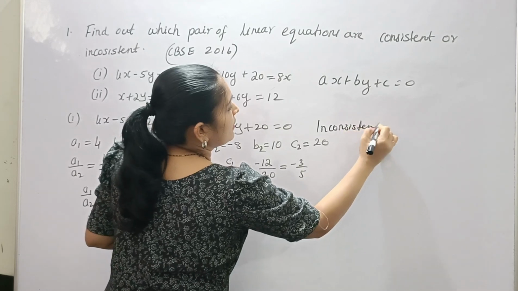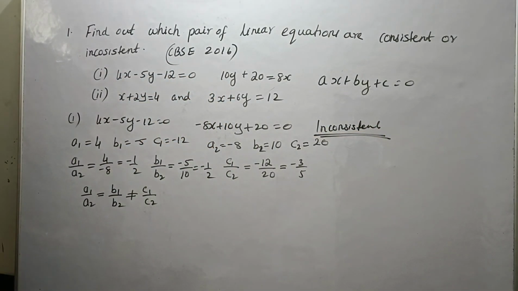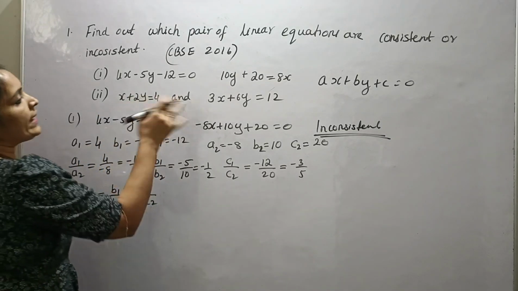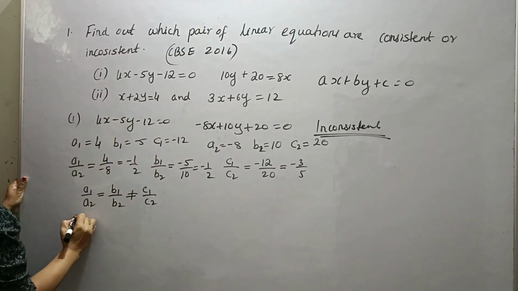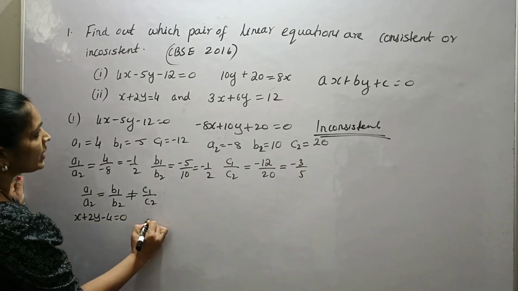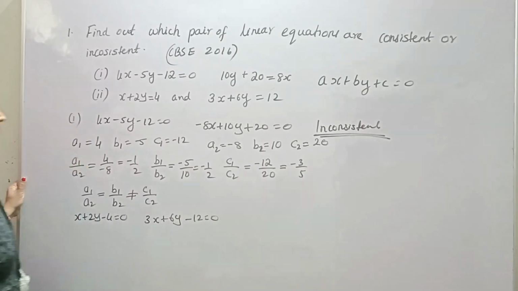Inconsistent. Okay, now let's go through the second one. First of all, let's write it in the general form. x plus 2y minus 4 is equal to 0. 3x plus 6y minus 12 is equal to 0.